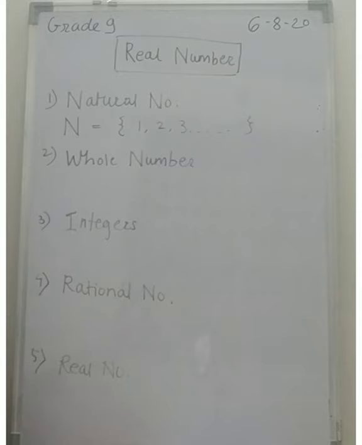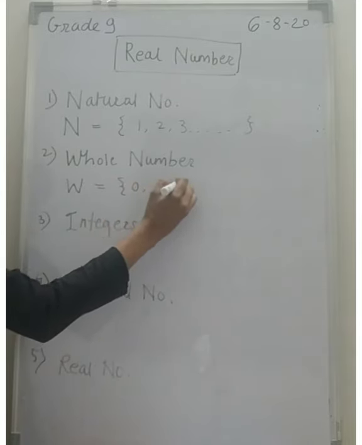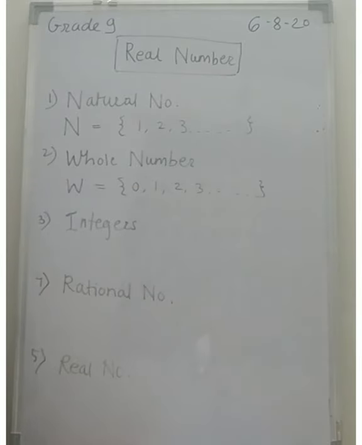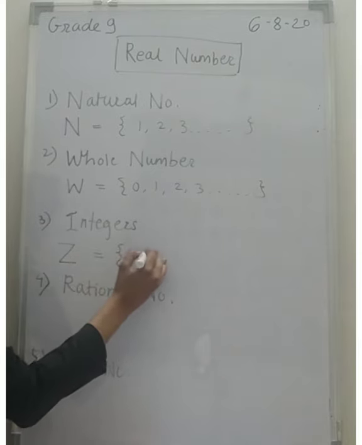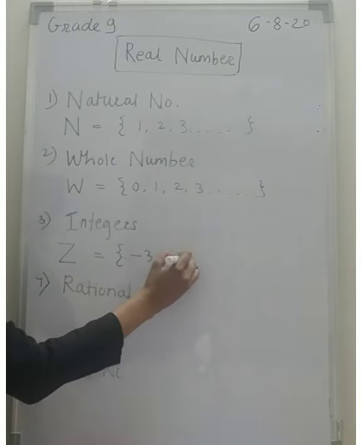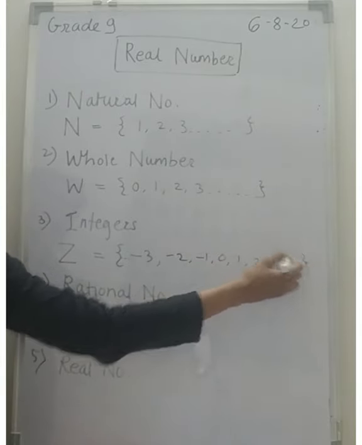Okay, if I ask you to write the set of whole numbers, it will be W equal to 0, 1, 2, 3 like this and so on. If I ask you to write the set of integers, it is always represented as Z and it will be ..., -3, ... Why am I saying this? Because the negative integers are also infinite. So -1, 0, 1, 2 and so on.